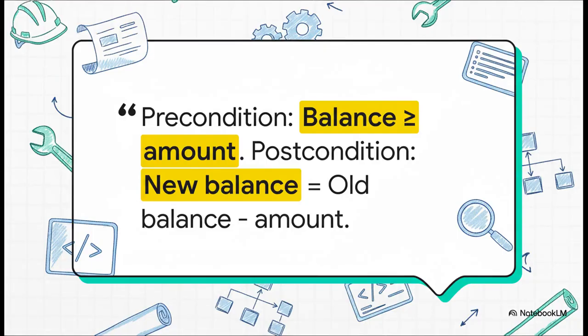And this is a perfect example of what I'm talking about. This is called axiomatic specification. Just look at how clean and clear that is. It sets a precondition, a rule that must be true before the action happens. You can only withdraw if your balance is greater than or equal to the amount. Then it sets a postcondition, a rule that must be true after. The new balance absolutely must equal the old balance minus the amount. It's a perfect logical rule with zero room for error.